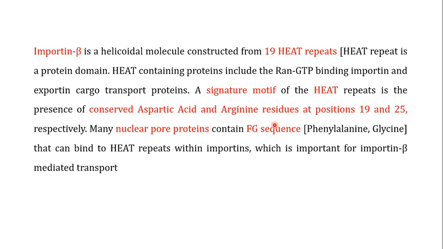Now Importin-α does not have these HEAT repeats. If it does not have the HEAT repeats, it cannot interact with the FG sequences of the nuclear pore protein, and therefore it cannot transfer the protein from the cytoplasm into the nucleus of the cell alone. So it will be using the HEAT repeats of Importin-β, and thereby it makes a complex with Importin-β.